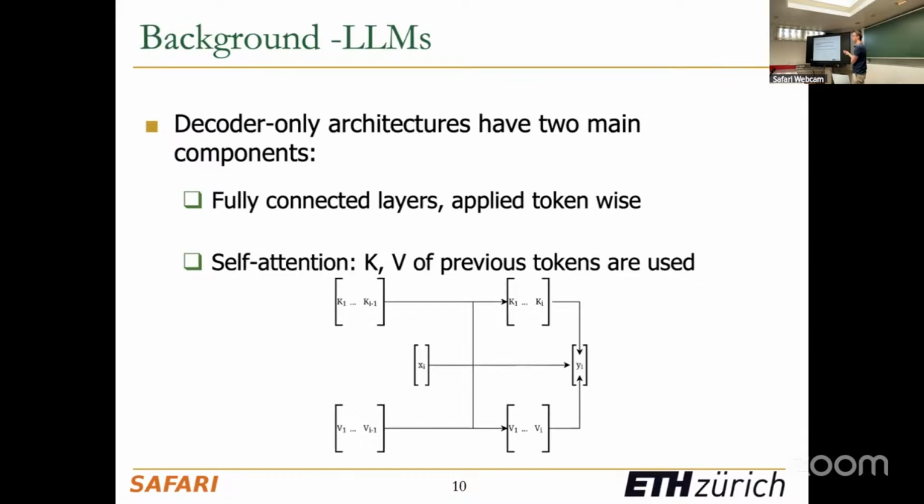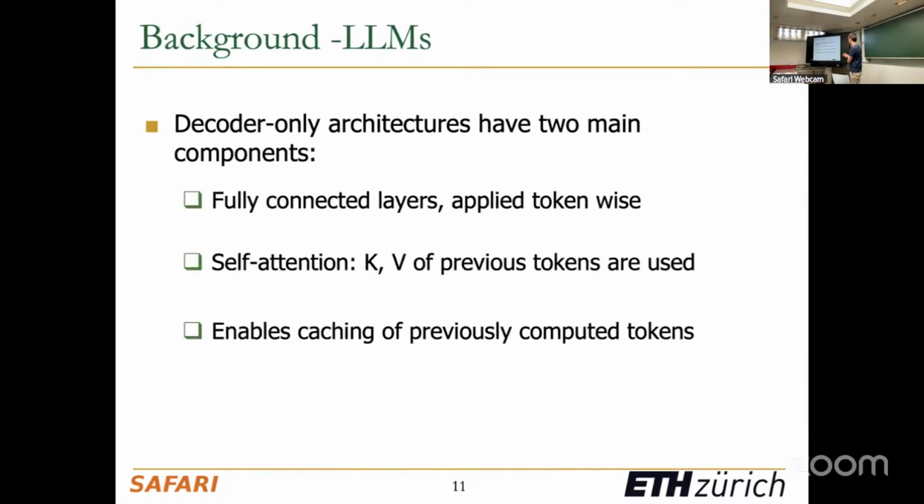Then the second important thing is self-attention. We use keys and values of previous tokens. It's not really important to know exactly how it works, but what is important to know is that we can use only keys and values from previous tokens to compute the current self-attention. Since we only care about previous keys and values, this enables caching, and we don't have to run self-attention on the whole sequence again.